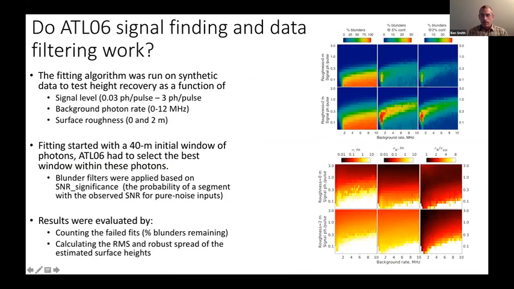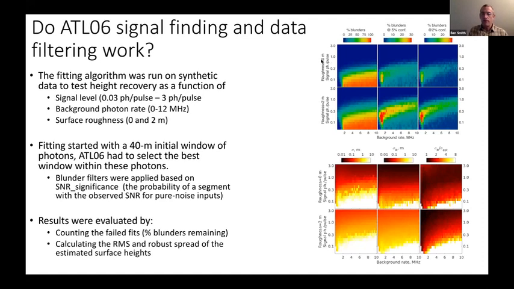So this slide shows an analysis that we presented in a paper that came out last year that shows simulated results where we generated a bunch of simulated data and then applied the ATL06 algorithm to it. And so sometimes the ATL06 algorithm found the surface, sometimes it made a blunder. The question that we were trying to address was how many blunders would we get if we filtered the data using the ATL06 quality summary?